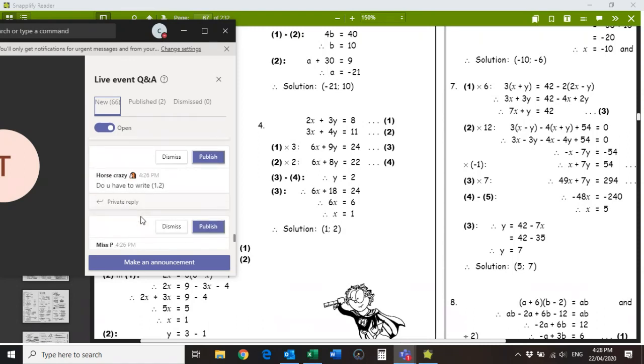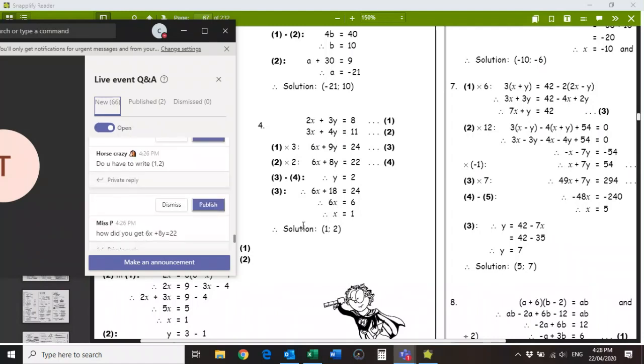I think yes, please write the solution. You will always get an extra mark. Okay.